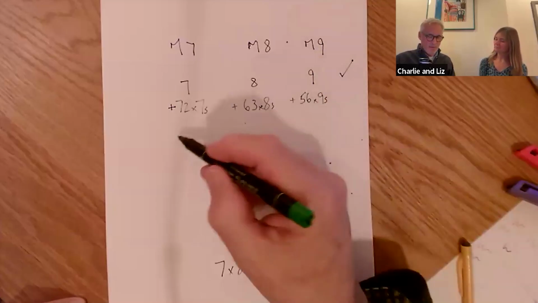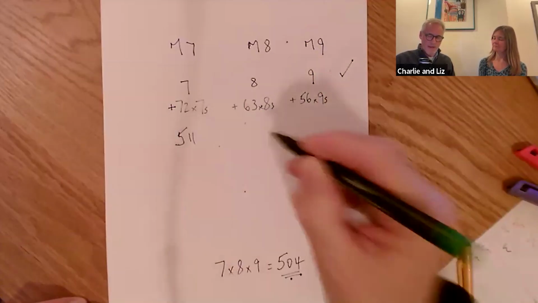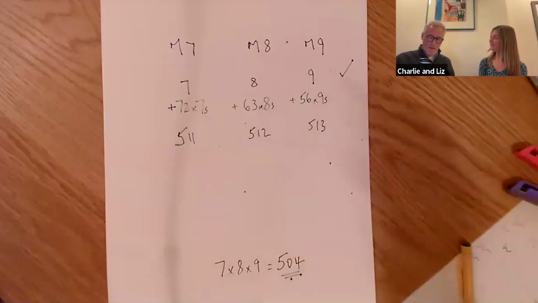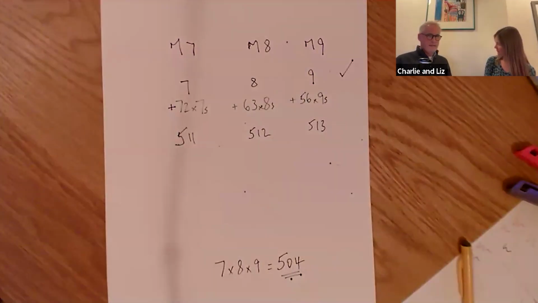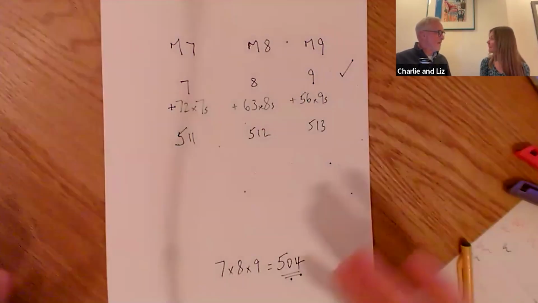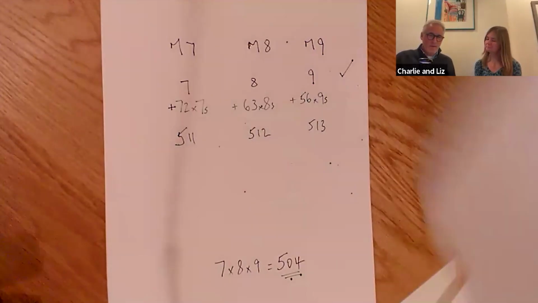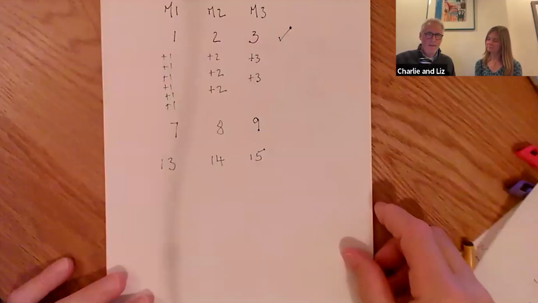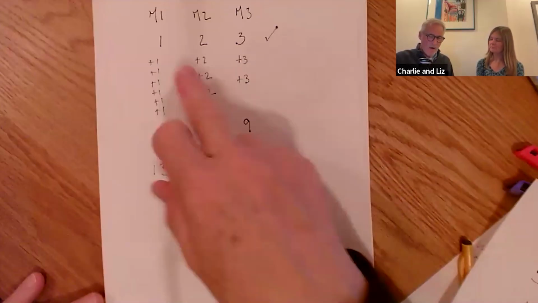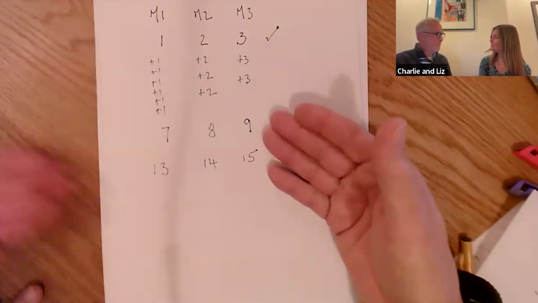So we get 504 plus 7, 511, and then 512, 513, which are indeed multiples of 7, 8, and 9. So this is great because we seem to now have a strategy here, which we can take back to our original problem. And say, oh, if I multiply 1 by 2 by 3, I get 6. And this has gone up by 6s.